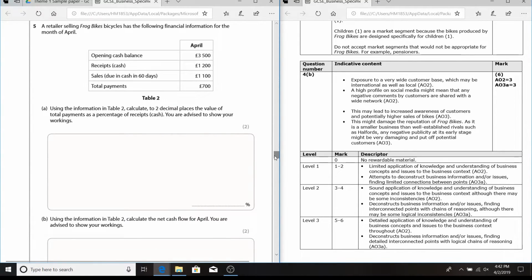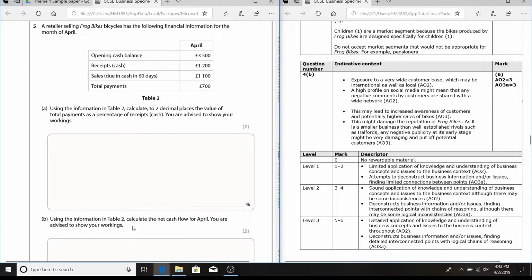So now we're into the calculate questions. Using the information table to calculate, to 2 decimal places, make sure it is 2 decimal places, therefore, that you put your answer down. The value of total payments as a percentage of receipts. So total payments we can see here, 700. Receipts we can see here. So 700 divided by 1200 times 100, well, what does that give you? Okay, so about 58% or so.